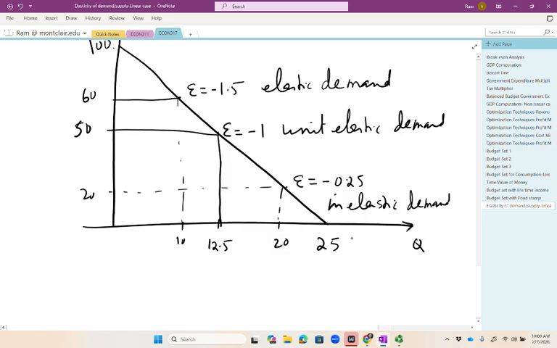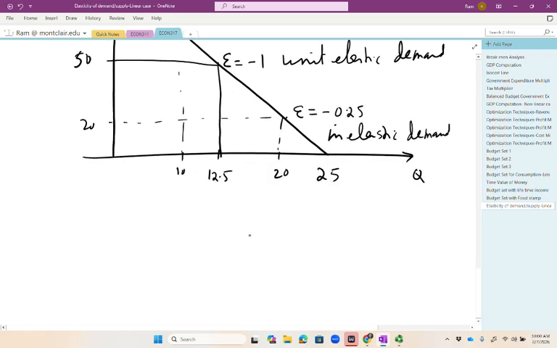For the linear case, this will always be the case that at the midpoint demand is unit elastic. To the left of the midpoint demand is elastic, and to the right of the midpoint demand is inelastic.